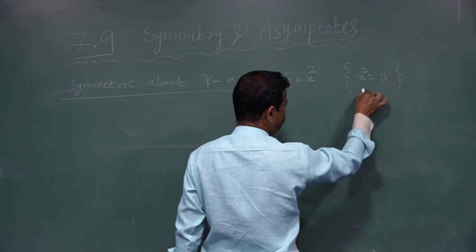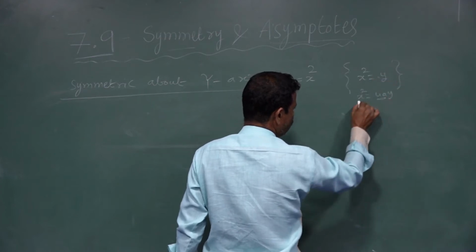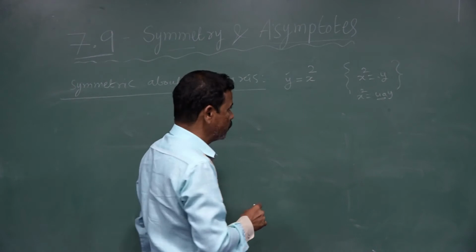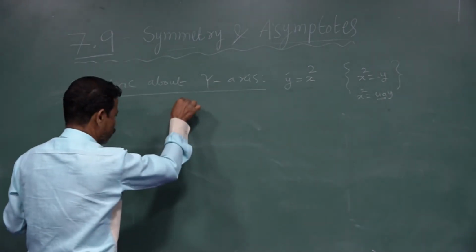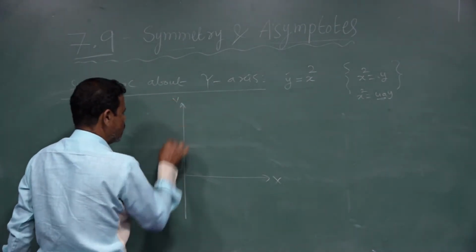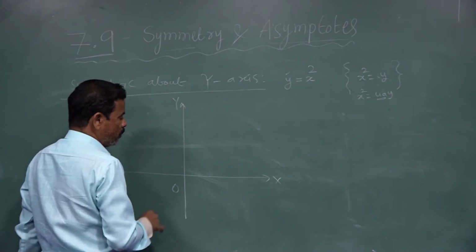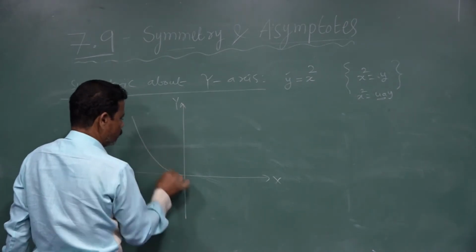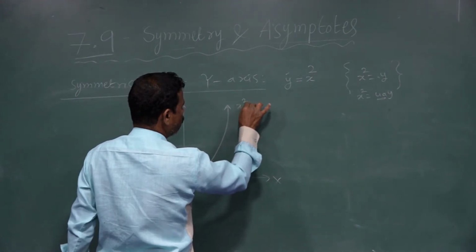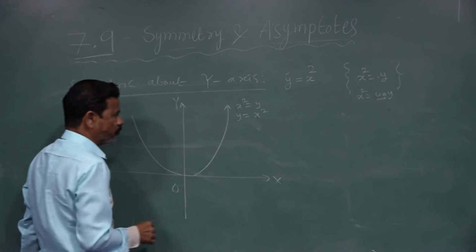This is of the type x square is equal to 4ay. Here 4a is equal to 1. So x square is equal to 4ay is an upward-opening curve. This is the x-axis, this is the y-axis, and this is the origin. This is the standard curve, up open: x square is equal to y, otherwise y is equal to x square.